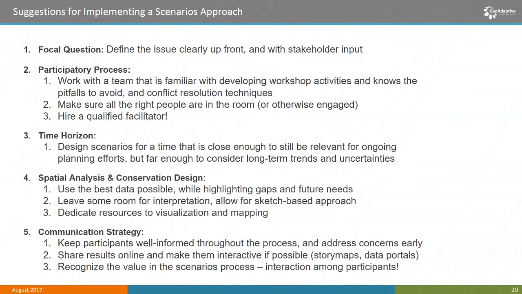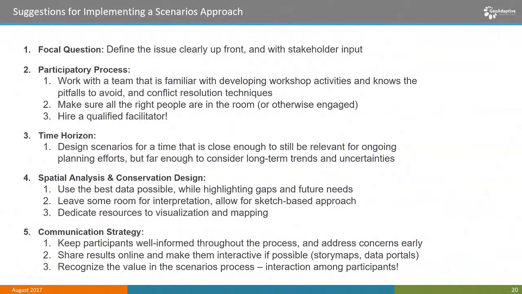Also, just making sure you get all the right people in the room, not only the resource managers, but the people who use the resources, the general public, people who help develop the policies and regulations related to those resources, people who fund, of course, the conservation. And third, most importantly, especially in Alaska, is hiring a qualified facilitator, somebody with vast knowledge of the local issues, and just trained in facilitation and knowing how to deal with some of these issues.